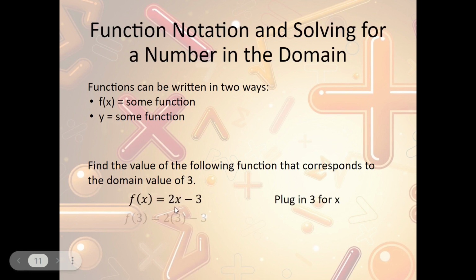So this becomes 2 times 3 minus 3. Now I solve. So I'm going to multiply 2 times 3, and I get 6. 6 minus 3 is 3. So when x is 3, y is also 3.